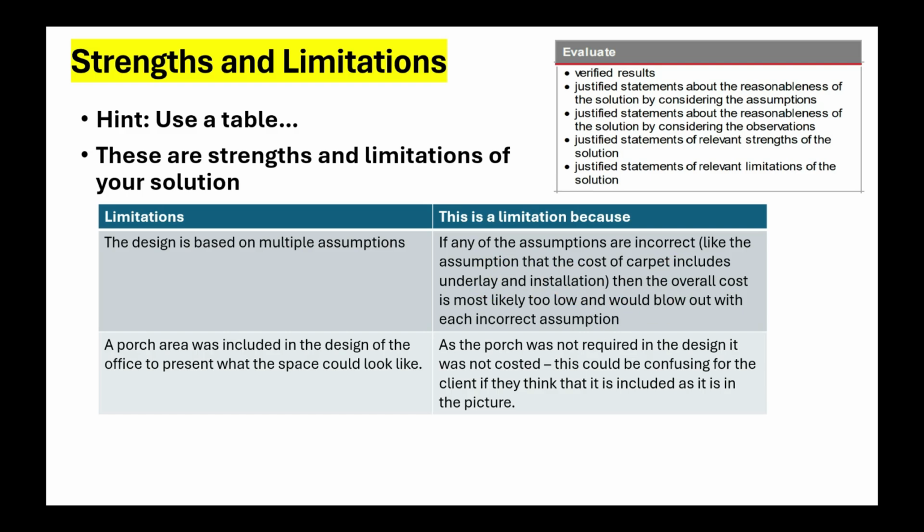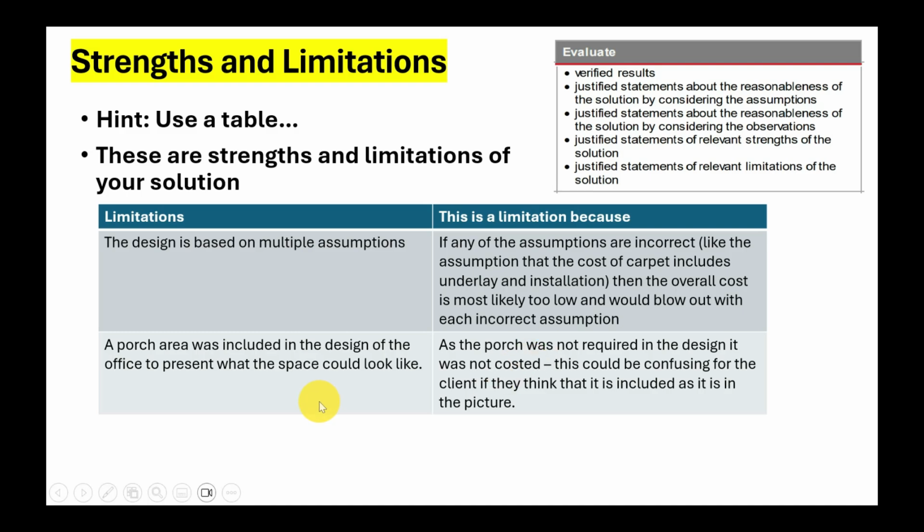out. Most ads say, oh, it's $45 a square meter. That's just for the material. You probably need to buy some underlay to put underneath it, or you might have to have your floors leveled, or you might not be able to put it in yourself. So you've got to pay someone to come and put it in. So you might have assumed that that cost per square meter included all of that, but in reality it might not have. So that's a huge limitation, right?